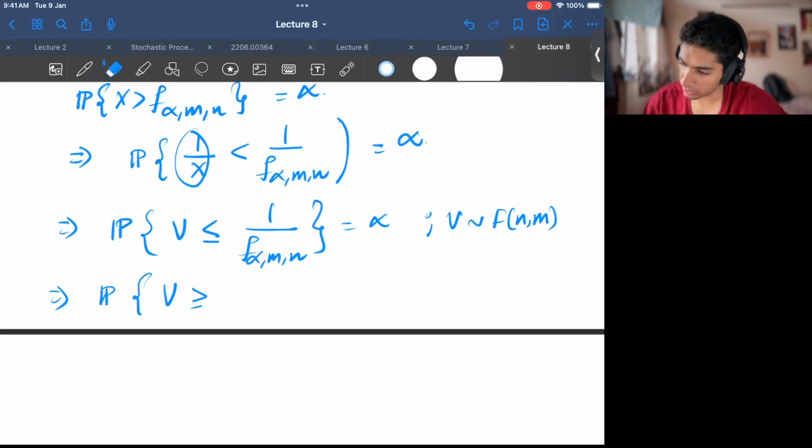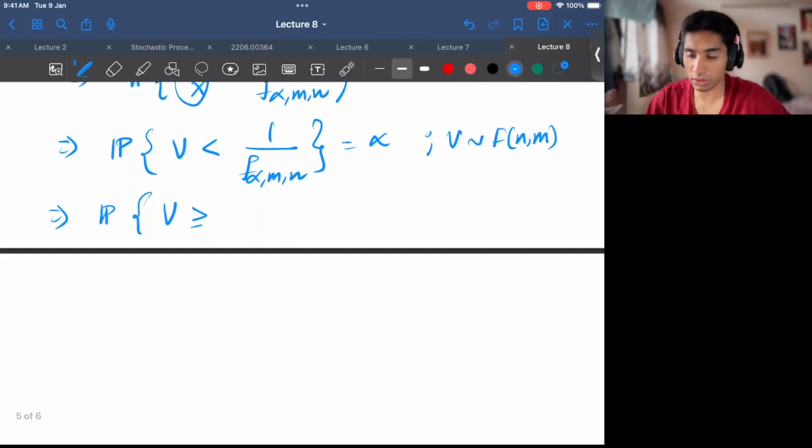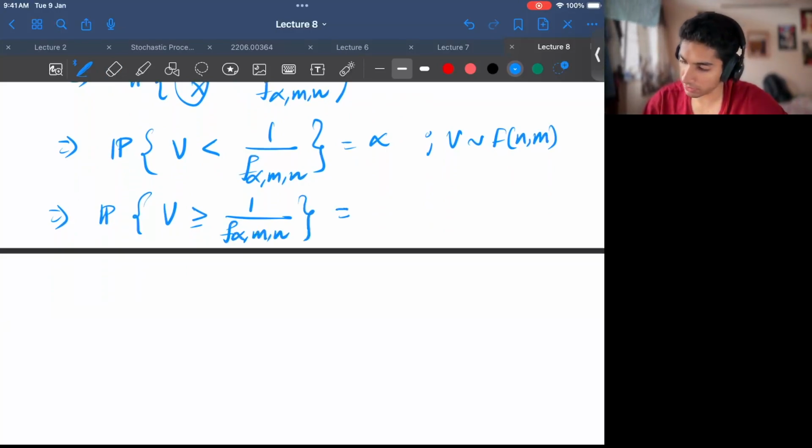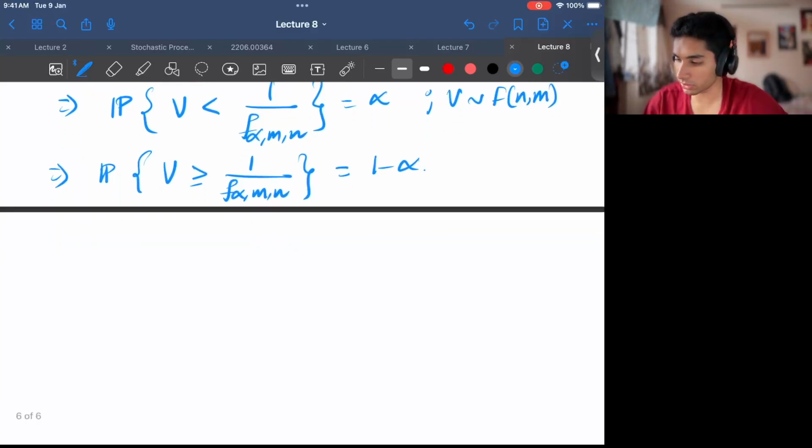just a second, one mistake. This was less than, and now I am taking the complement, right? 1 over F of alpha n m. This thing is given to be 1 minus alpha, right? So we have come to this.